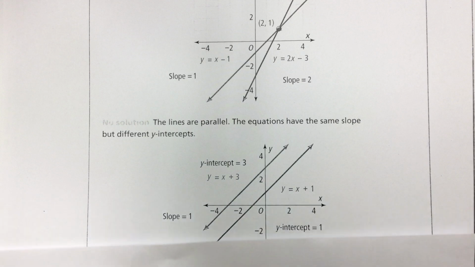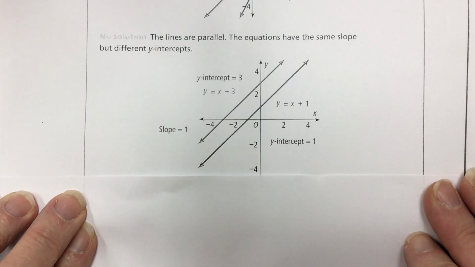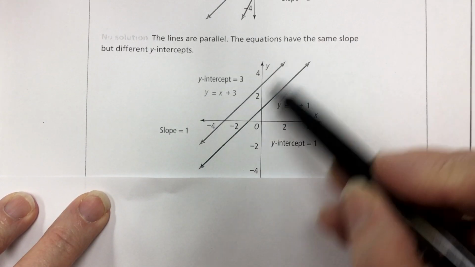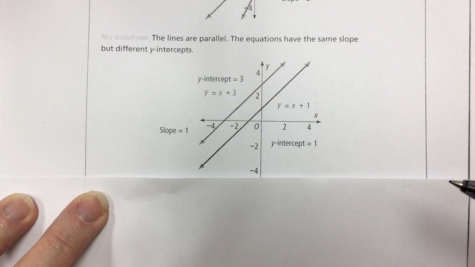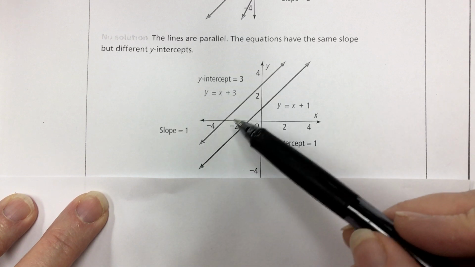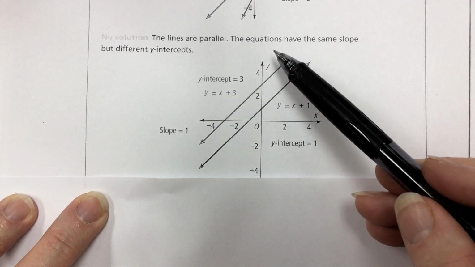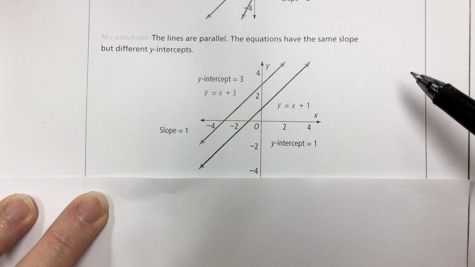The next scenario is if lines are parallel. Here's the situation if lines are parallel. You see, if lines are parallel, they do not intersect. Parallel lines are two lines that never intersect. They're lying in the same direction. The equations have the same slope but different y-intercepts.